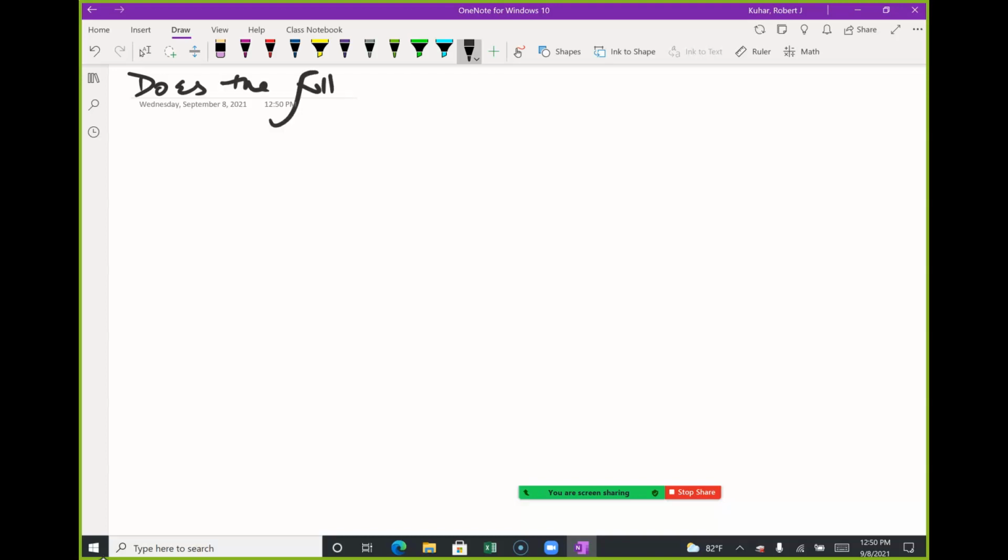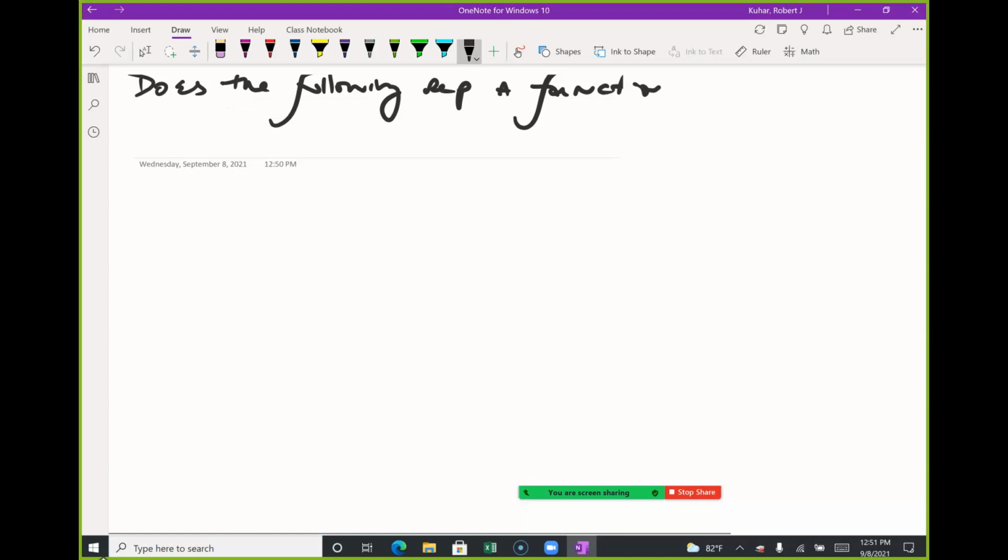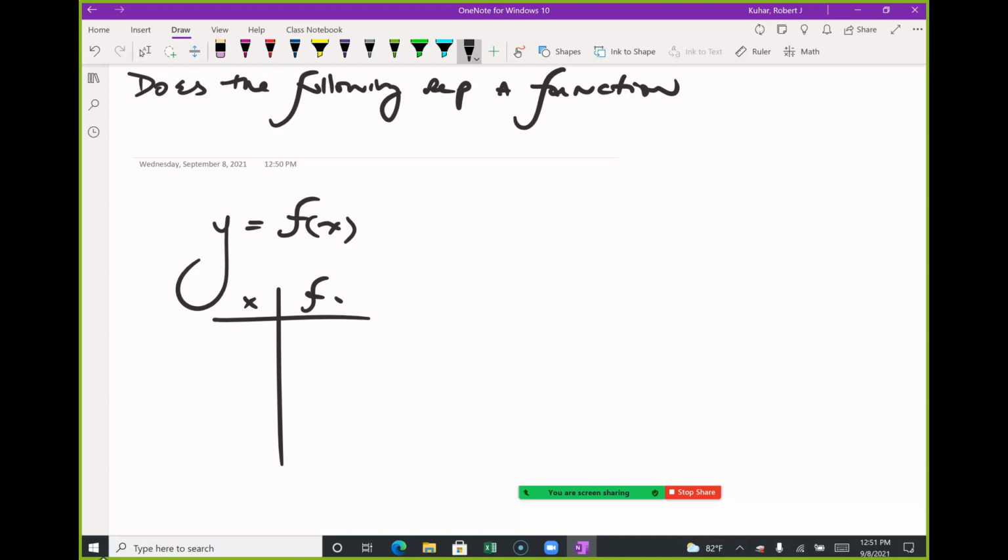Does the following represent a function? So I'm going to hide f of x from you for a second. And I'm going to say that I have an input and an output of, don't tell me, 0 and 1, 1 and 0, negative 1 and 0, 0 and negative 1. Does this one represent a function? No. No, good.